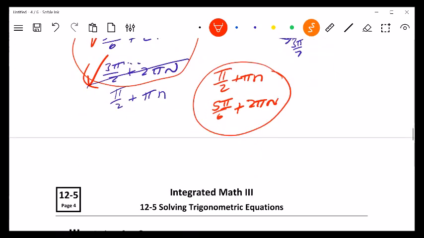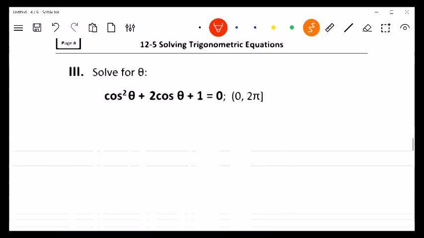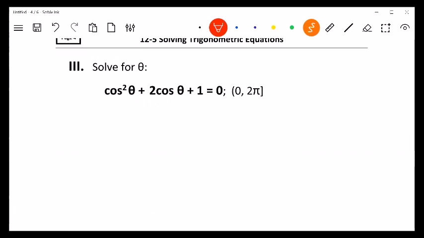Okay, let's take a look now at page 4. So now we're going to solve, and this is a different one.